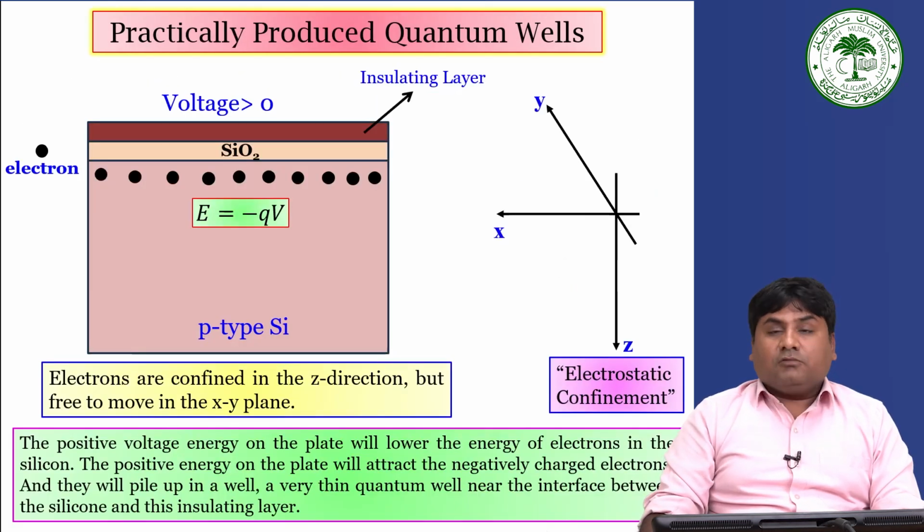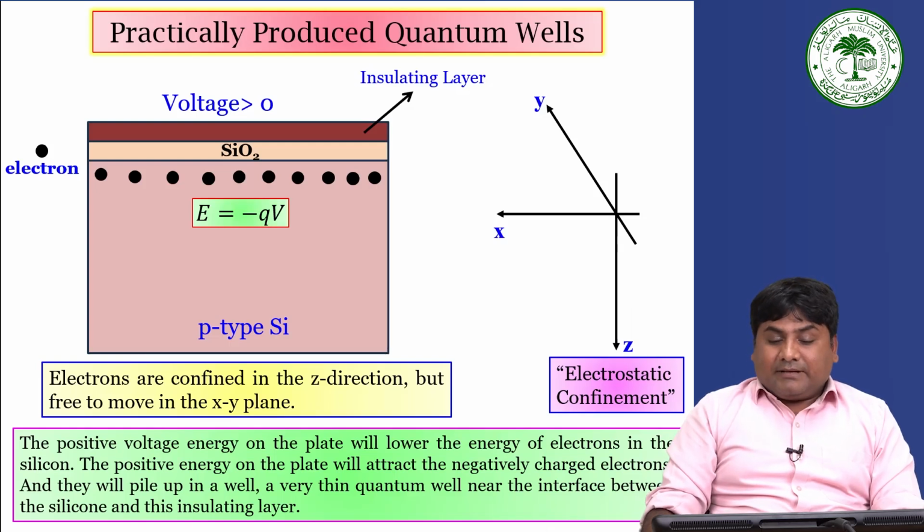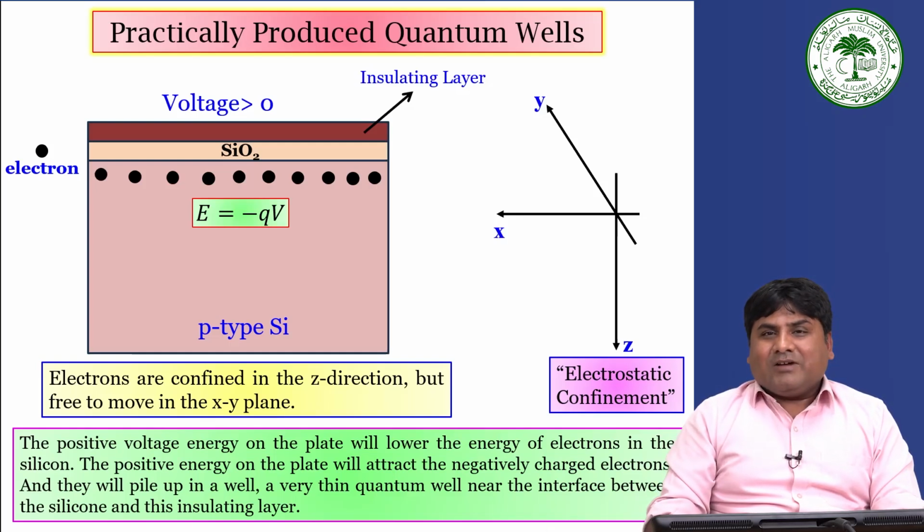Now, how do you practically produce quantum wells? This is interesting: previously you applied quantum mechanics to solve the classical problem, but you can also develop a device where you can get the quantum confinement effect. This is one of the first examples where the quantum confinement effect was observed. It is done by an electrostatic method. This device is fabricated electrostatically, and quantum confinement was observed in it.